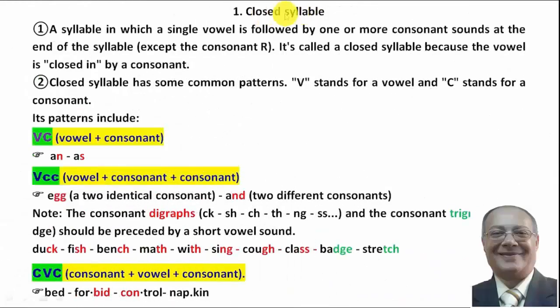Closed syllable. A closed syllable is a syllable in which a single vowel is followed by one or more consonant sounds at the end of the syllable, except the consonant R. It's called a closed syllable because the vowel is closed in by a consonant. Closed syllables have some common patterns, where V stands for a vowel and C stands for a consonant.